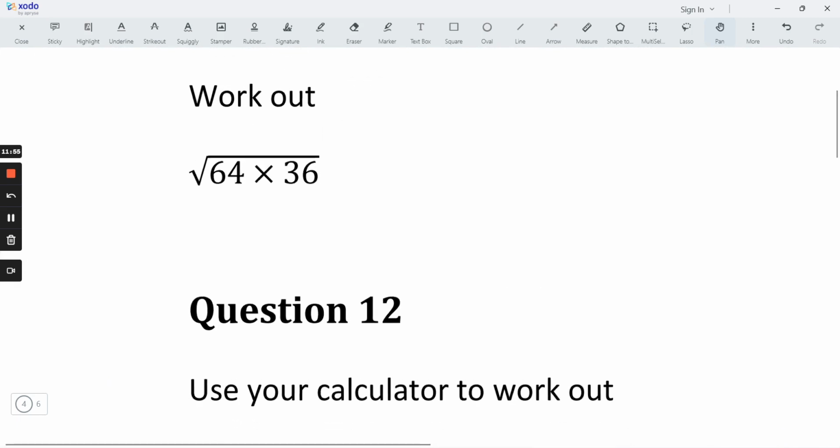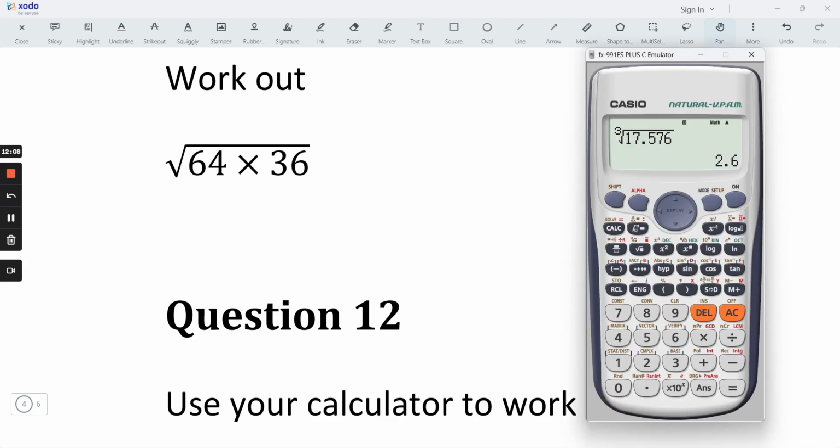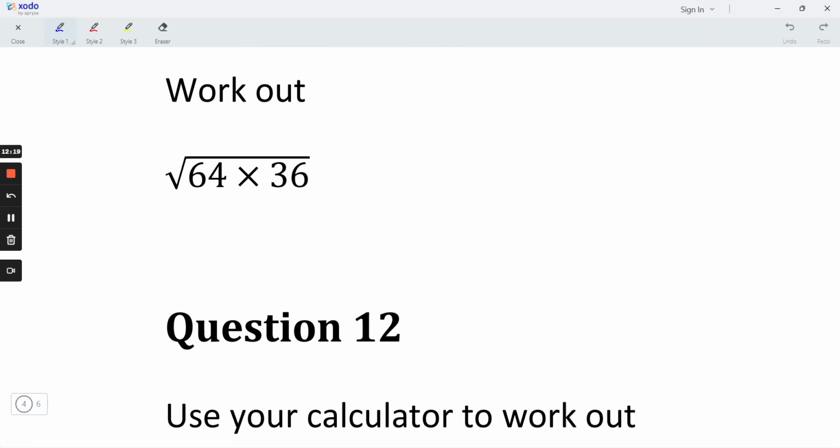Question 11, work out the square root of 64 times 36. You can do it direct if you know that the square root of 64 is 8 and of 36 is 6, then multiply 8 times 6, or using our calculator direct here. So we have under the square root 64 times 36, which is equal to 48.